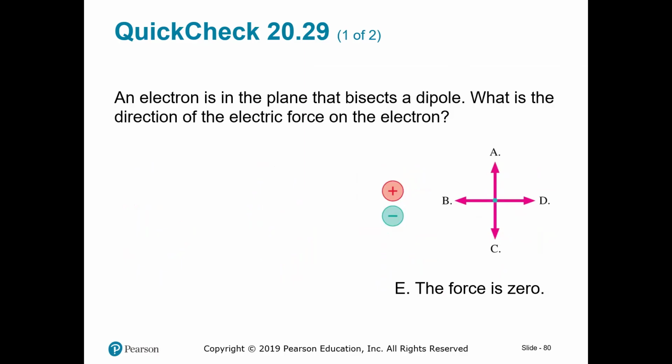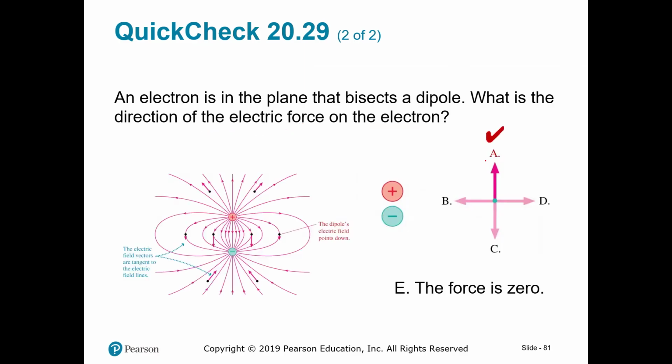An electron is at the plane. You have an electron. What is the direction of the electric force on the electron? So you have an electron here. Be careful. Now you are looking for the electric force acting on the electron. So the force due to this proton and electron is attractive force. So your force will be toward it. And then this force is repulsive, right? So the net force will be A. Right?